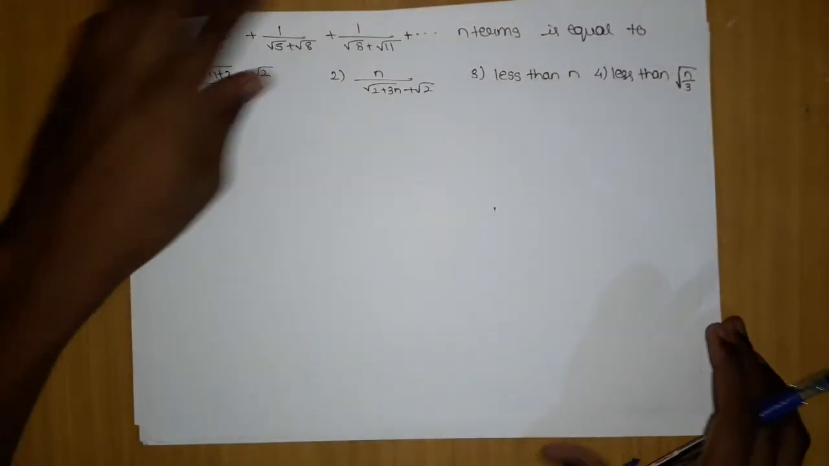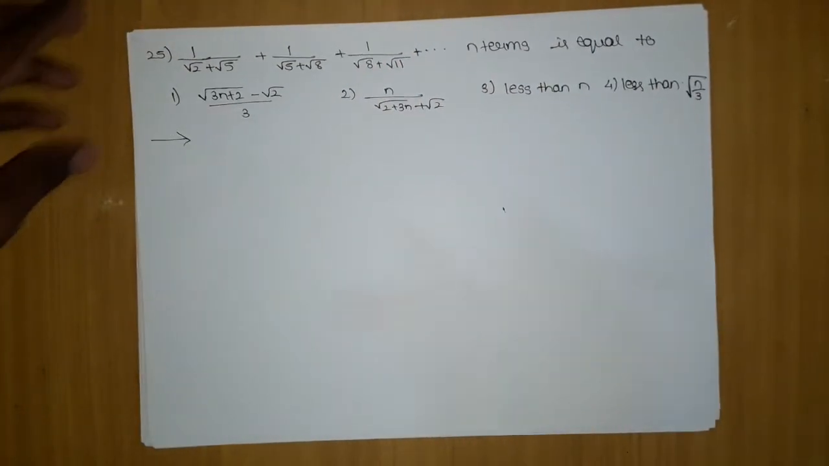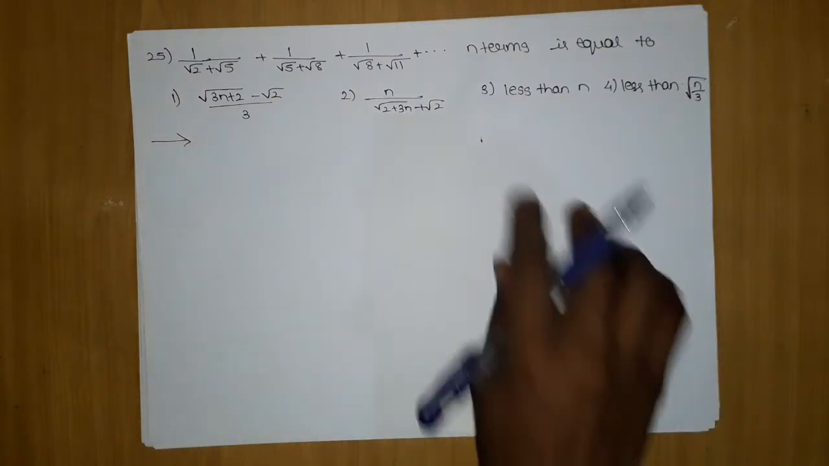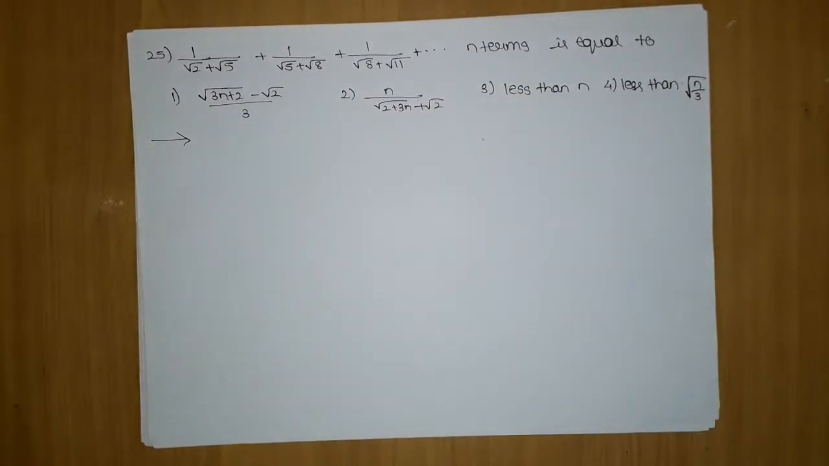Okay, fine. Now whenever you see a pattern under root, you have to solve it with a more correct approach. So the 25th question says 1 upon under root 2 plus under root 5 plus 1 upon under root 5 plus under root 8 plus 1 upon under root 8 plus under root 11 and so on till n terms is equal to what? Under root 3n plus 2 minus under root 2 by 3. Second, n upon under root 2 plus 3n plus under root 2. Third option, less than n, less than under root n by 3.